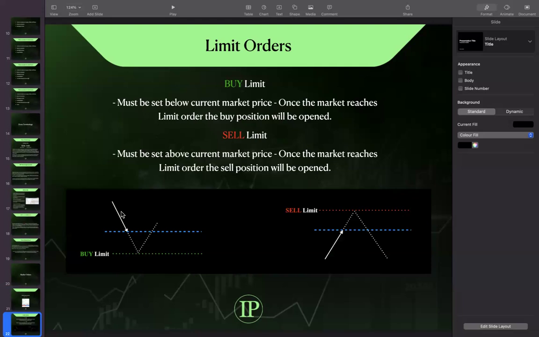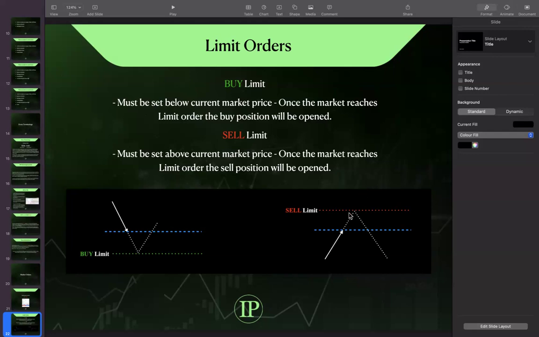So what you expect to happen in that case is the market to come down, as it's here. This is where it is at current market price. You expect it to come down into that price. Once it comes into that price with both the bid and the ask lines, it will then open a buy position for you. And then obviously when the market continues to go up, you will be making money on your buy position. And if it goes down, you will be losing money on your buy position.